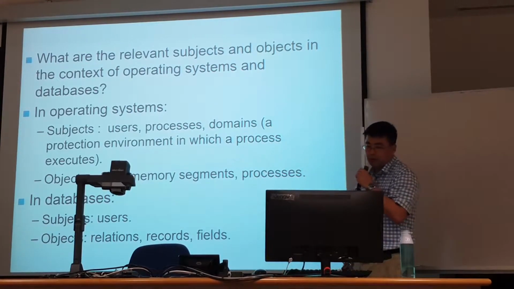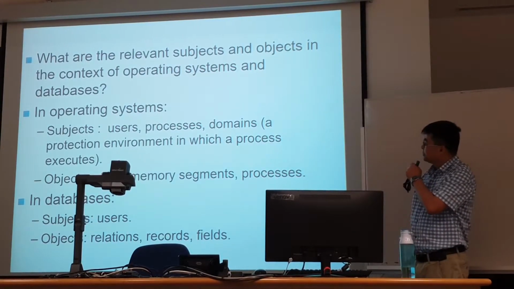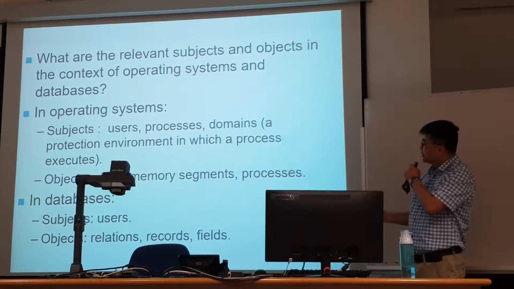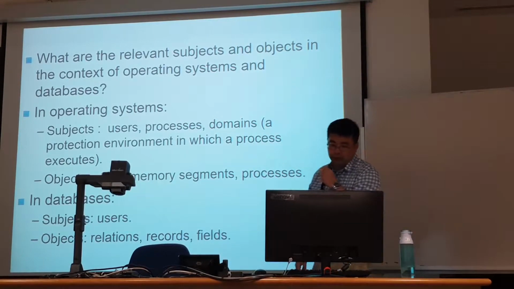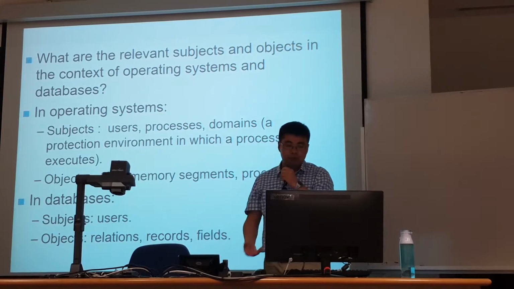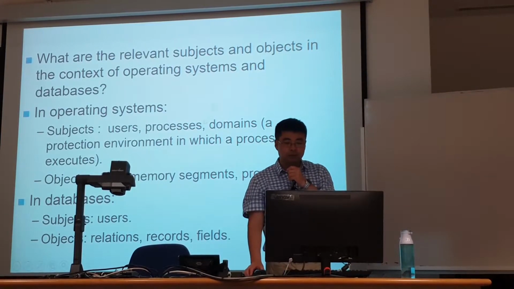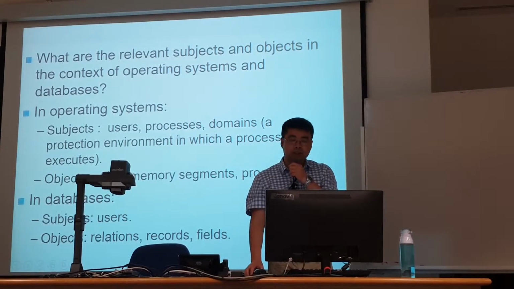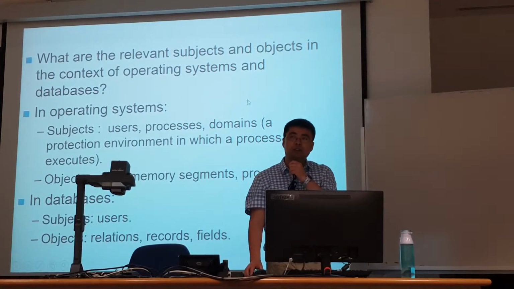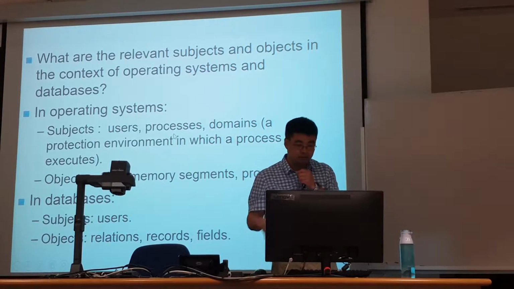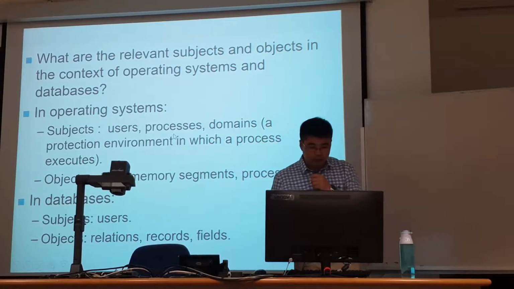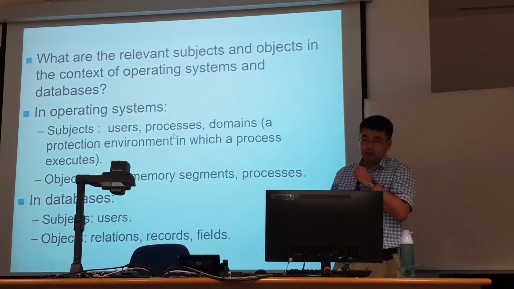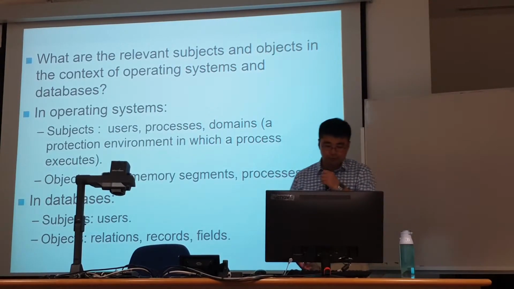Okay, so as I said, we can have different subjects and objects in different systems. In operating systems, we have users, processes, groups, and so on. And then for the objects, we can have files, processes, memory, and so on. Here, the process can be both subject and object, because a user may invoke a process, may create a process. In this case, the process is an object. But the process may try to read a file. In this case, the process becomes a subject.